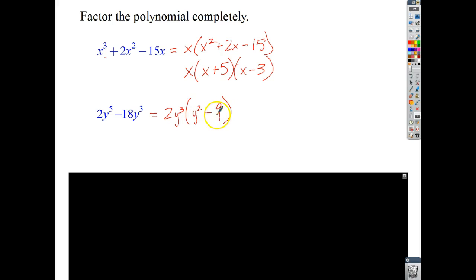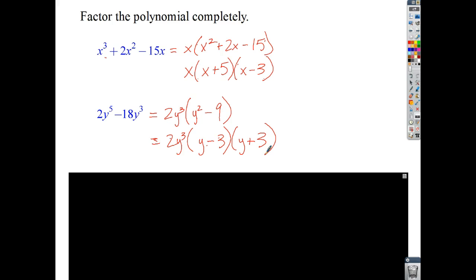I'm looking at this one. This is a difference of squares. So when I go ahead and factor this more, I can say 2y cubed times, and I've got y squared, so that's going to be y minus 3 and then y plus 3. Okay, factored completely.